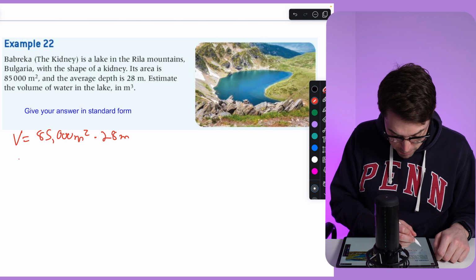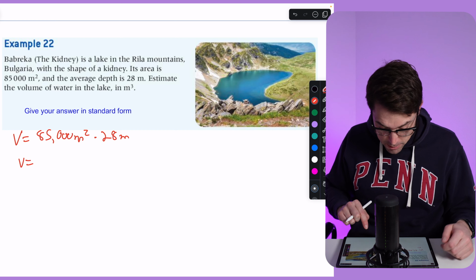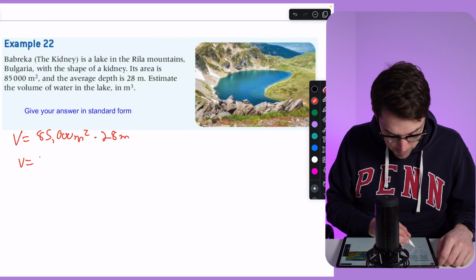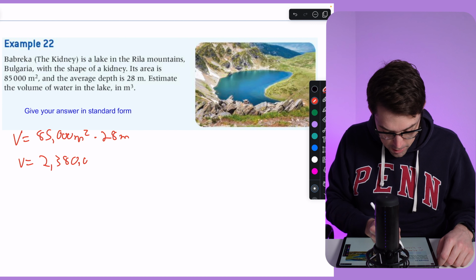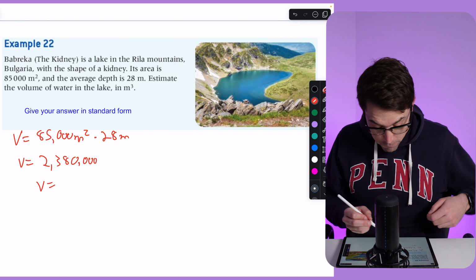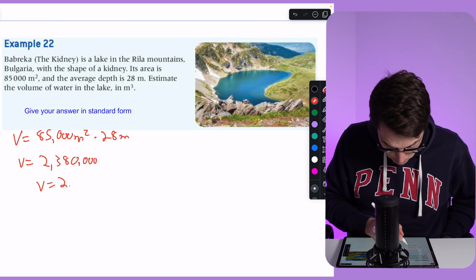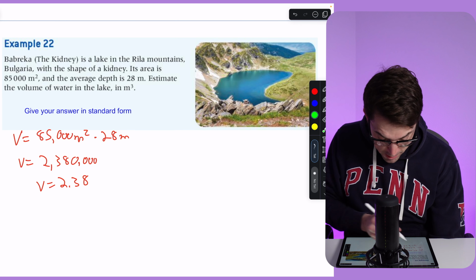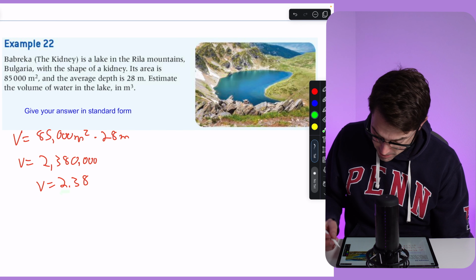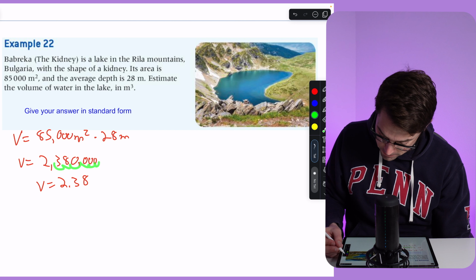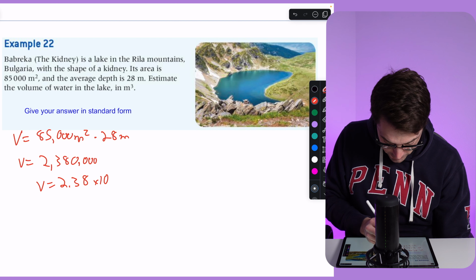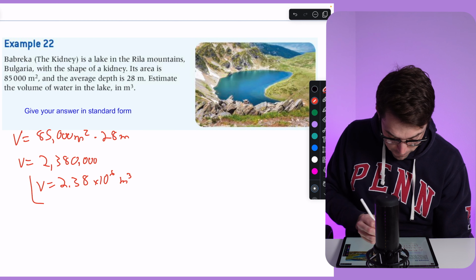And I want my answer in standard form. So if I went ahead and put this into my calculator, we're going to go ahead and find that the answer is going to be 2,380,000, but we want this in standard form. That is going to give us 2.38. Remember that we need one number to the left of the decimal place. And how many units are we moving over? 1, 2, 3, 4, 5, 6. So we multiply by 10 to the 6th. Cubic meters, we found the volume.